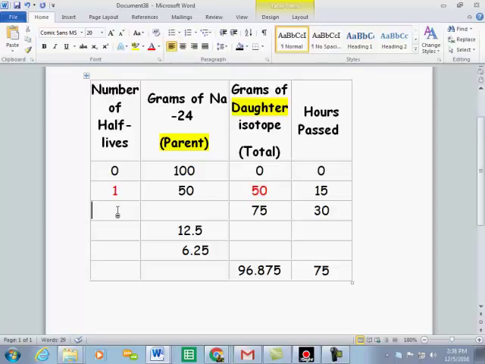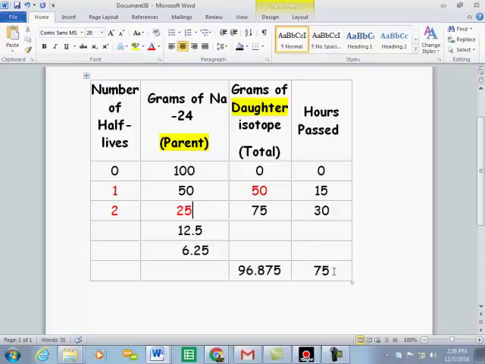So after a second half-life, the parent decays by half, so half of 50 is 25. That 25 is added to the daughter, so 50 plus 25 equals 75. And 30 hours has passed for that to happen. And it continues from there. And you can do the rest of it on your own.